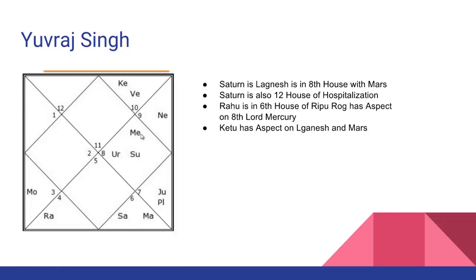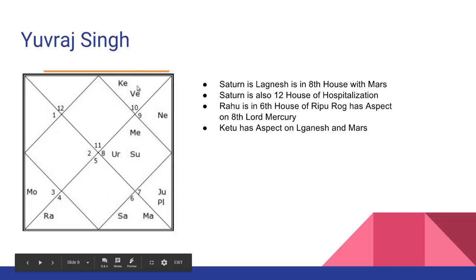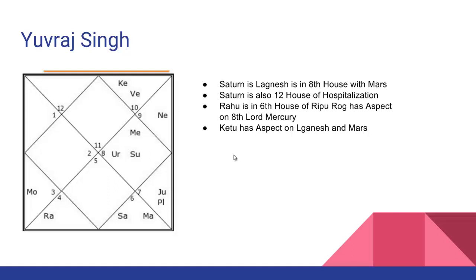Okay, you can see Lagnesh is also in the 8th house, which is having the connection with the 8th lord, which is Mercury. And Rahu, okay, Saturn is also in the 12th house. So that means it also owns hospitalization, and Ketu is also there, so it is creating a malefic situation on the 12th house. So there can be a severe hospitalization due to some diseases which Ketu represents here, in the 12th house.